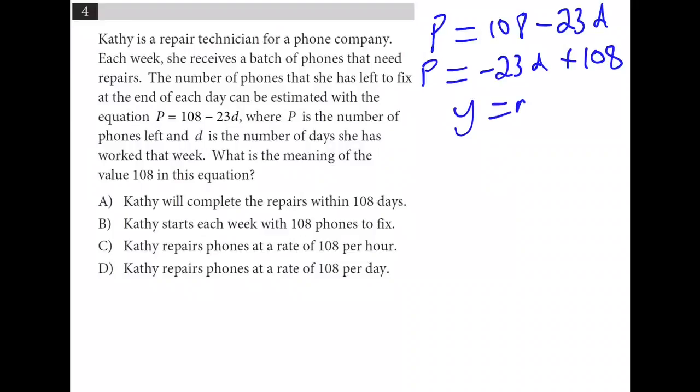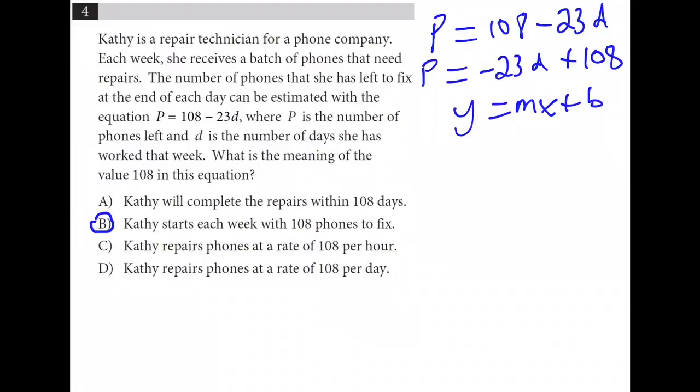It's a y equals mx plus b equation. You could call it slope-intercept, you can call it a linear equation, any of those would be correct. In the context of a graph, your b value, or your y-intercept value, is where the line crosses the y-axis. But in the context of a word problem, we call this the starting value, which could lead us directly to our answer, B, how many phones you start the week with.